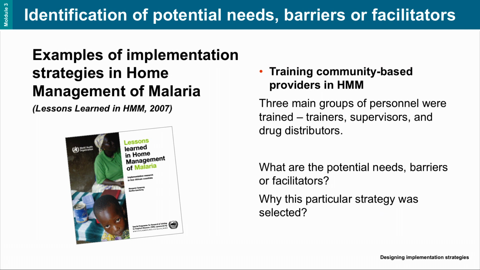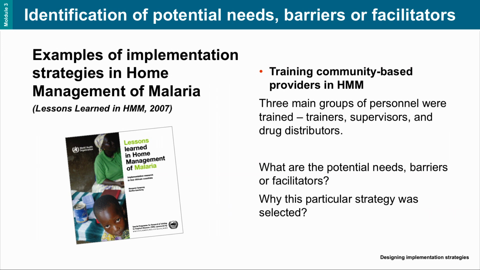Let's go back to the example related to the home management of malaria. One of the implementation strategies was training community-based providers. Do you remember? So, why did they choose this strategy and not another one, based, for example, on health providers?